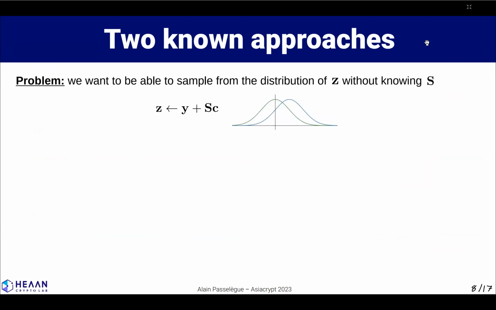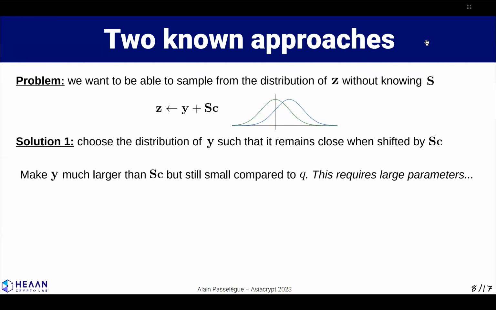So the problem is how to make sure that you can sample publicly from the distribution of Z, which is Y plus SC, without knowing the secret. There are two solutions that are known in the literature, which are rejection sampling and noise flooding, which work as follows. So first, solution one, noise flooding, is just to choose Y such that its distribution remains unchanged when you shift it by S times C. So the distribution of the green curve and the blue curve are basically the same.